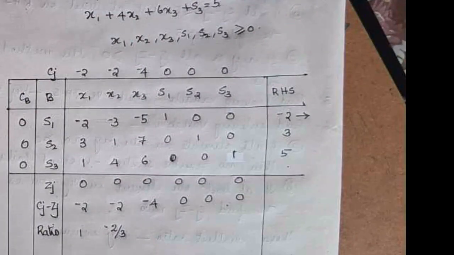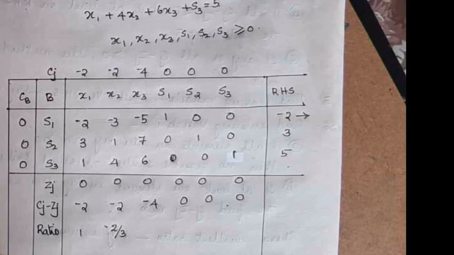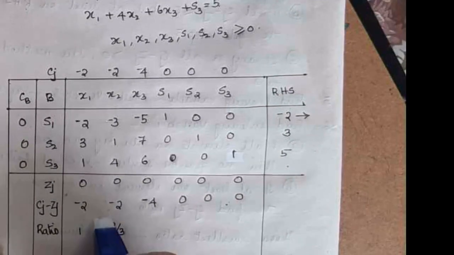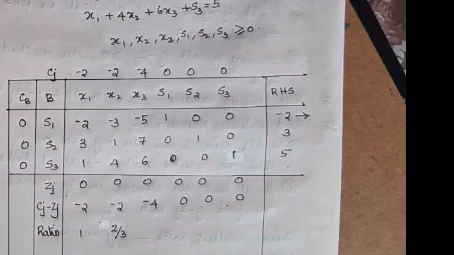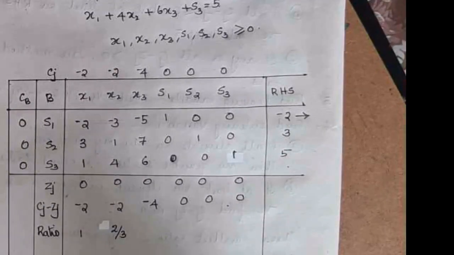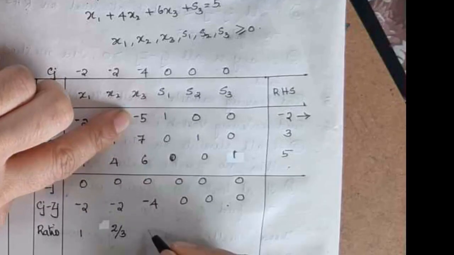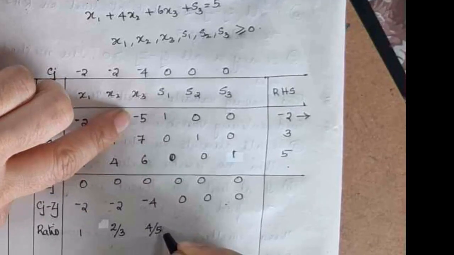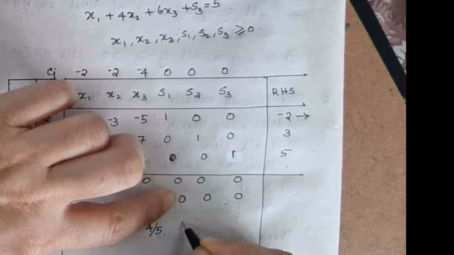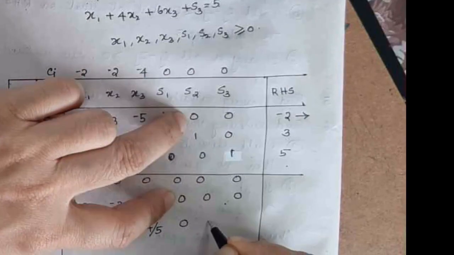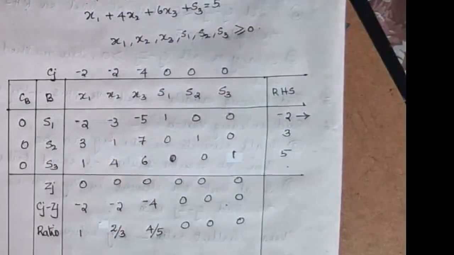2 by 3, not minus. Okay, 2 by 3. Then you have -4 divided by -5. You will have 4 by 5. This is 0 by 1, 0 by 0, 0 by 0. So you got the ratio.